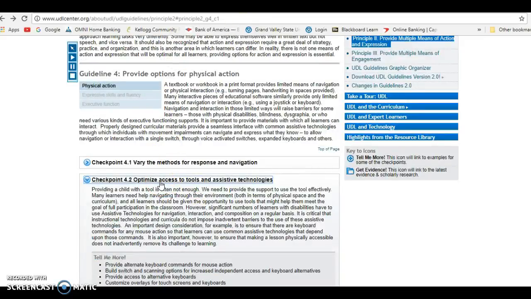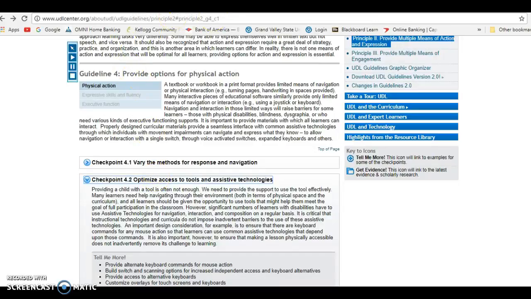optimizing access to tools and assistive technologies. Basically, what kind of technologies will help the learner achieve the desired goals and results in the physical space and curriculum that is offered to them. These assistive technologies will help even out the playing field of what they can and can't do in relation to a normal student or normal learner.